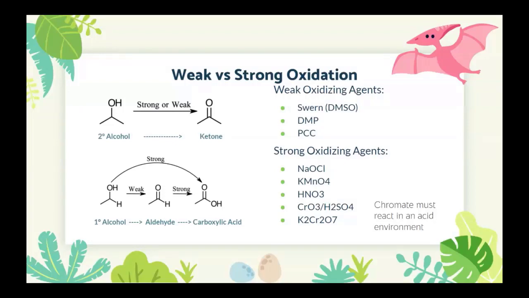So your strong oxidizing agents are first bleach. This is a popular one. It doesn't have heavy metals in it, so it's a fun one to use. And the formula for that is NaOCl. You've got KMnO4, which you might remember from last semester. That was a really good oxidizing agent even before you knew it, if you remember your ozonolysis reactions and your more strongly oxidizing reactions. There's also HNO3, chromate with sulfuric acid, and K2Cr2O7. I don't remember what that formula is called again, but I think it's dichromate.